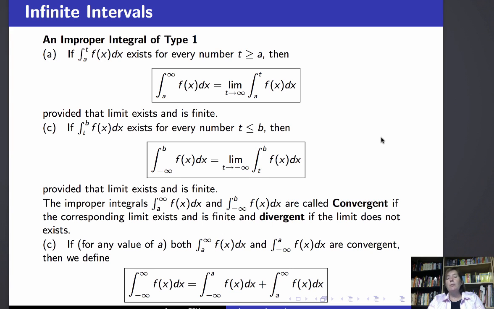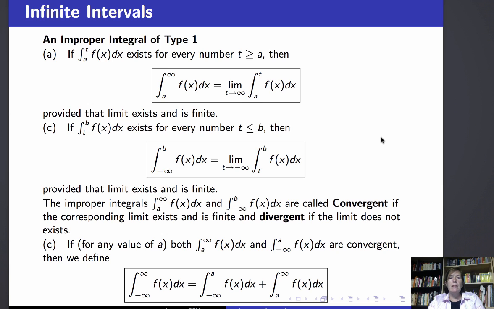Lastly, suppose we want to integrate a function from minus infinity to infinity. Then we pick a point a in the interval from minus infinity to infinity, and we calculate both integrals, the integral from a to infinity of f of x dx and the integral from minus infinity to a of f of x dx. And if both of those are convergent, we say that the integral from minus infinity to infinity of f of x dx is the sum of both of those integrals.